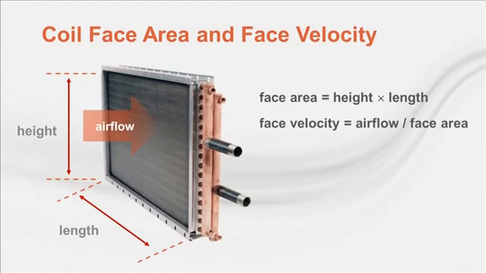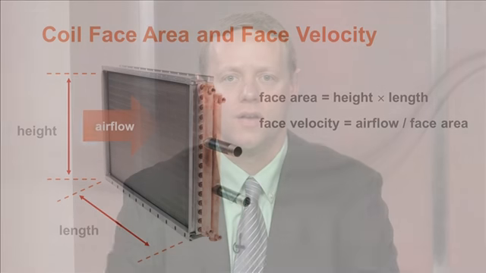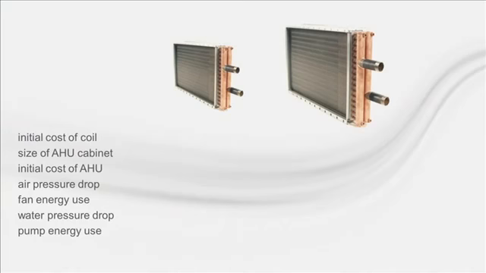But the face area of the coil dictates the size of the air handler cabinet. The larger the coil, the larger the air handler must be to house it. So the selection of the chilled water coil impacts the cost of installing, operating, and maintaining both the air handling unit and the chilled water system. For instance, the amount of material used to construct the coil determines its initial cost. This is impacted by the face area of the coil, the number of tubes, and the number of fins.